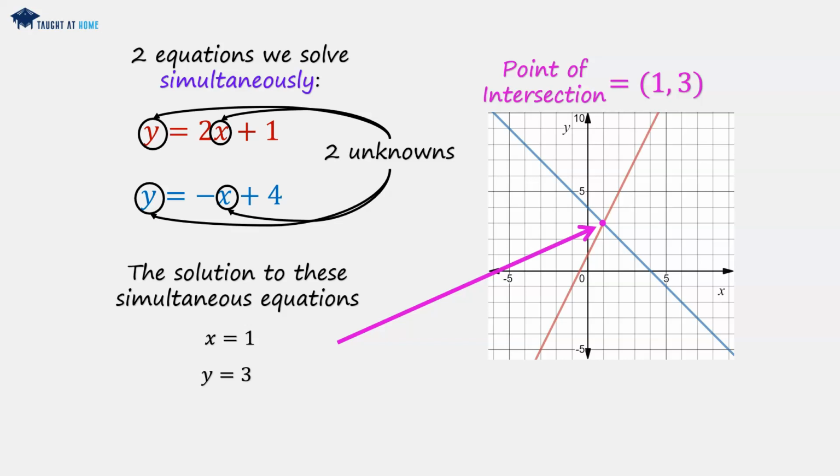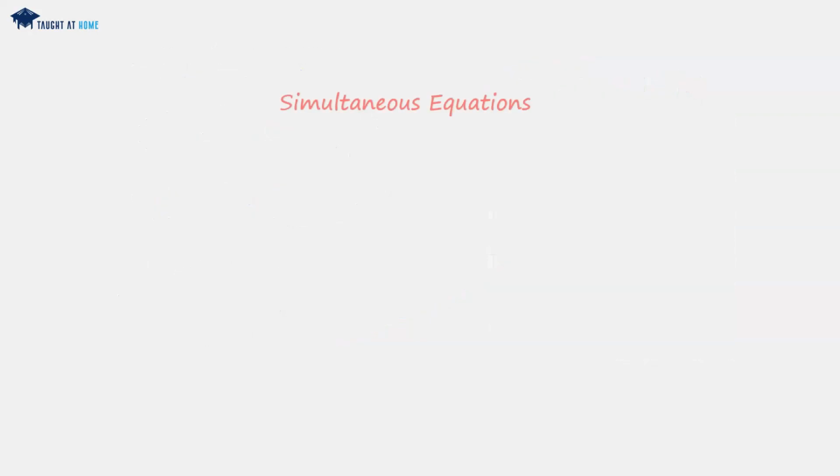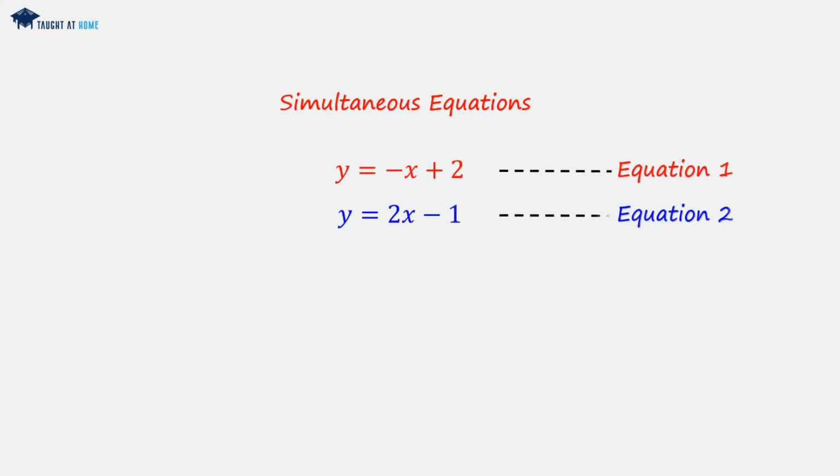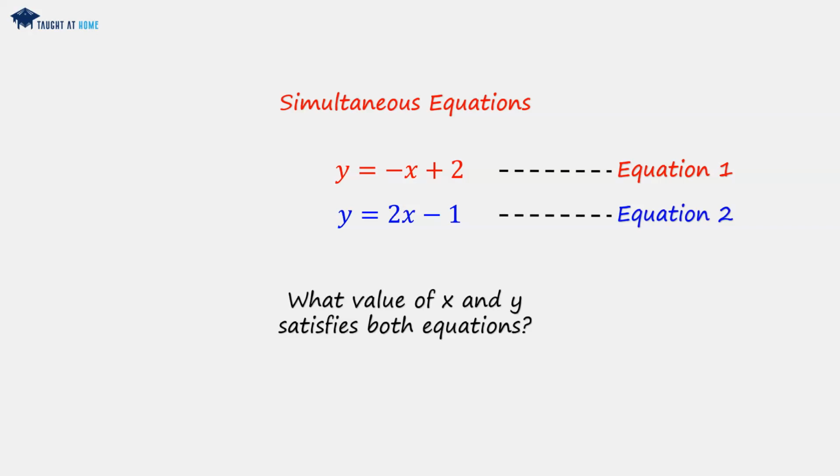Let us now look at another set of simultaneous equations. We have y equals minus x plus 2, which we'll call equation 1, and we have y equals 2x minus 1, we will call equation 2. So what value of x and y satisfies both equations? Well, we can do this graphically.